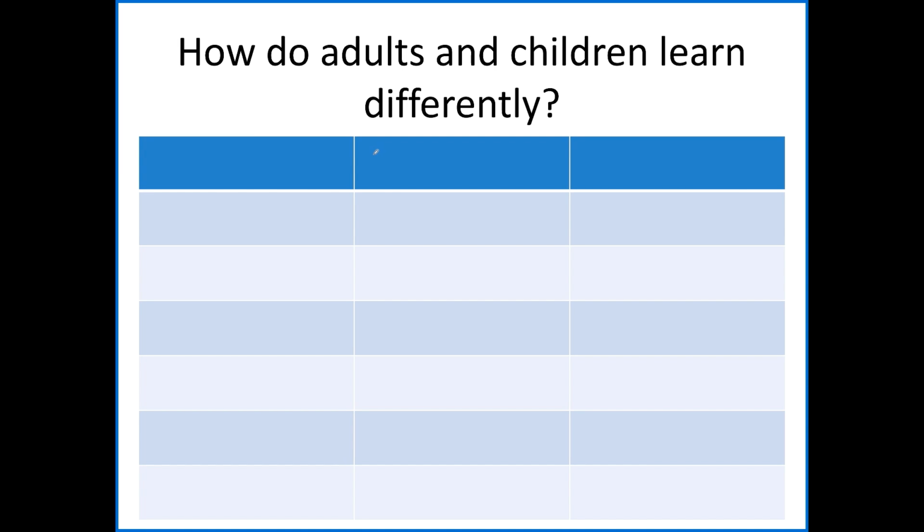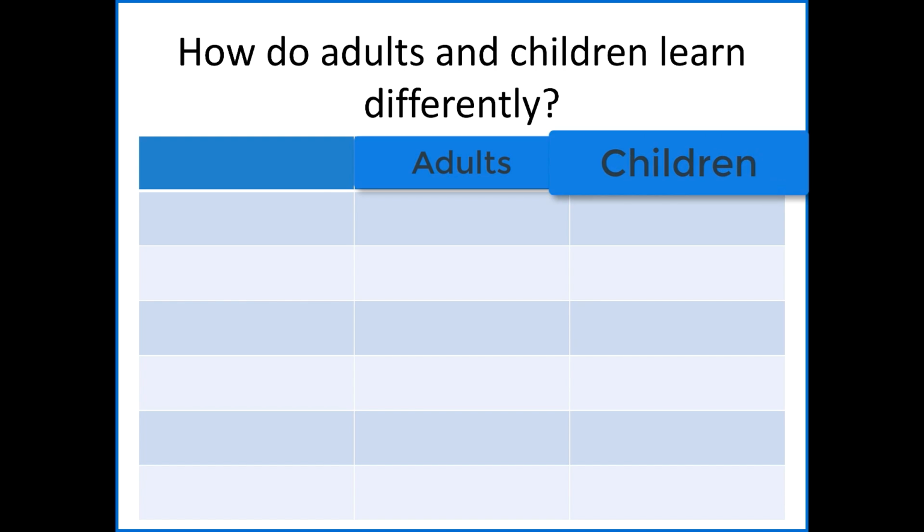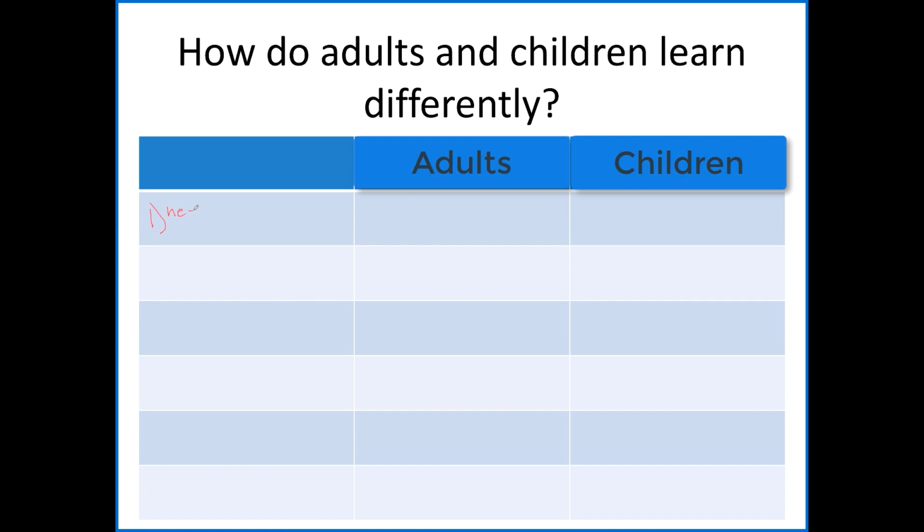So let's think about adults and how they learn and contrast that with children. And we'll go through 6 main principles that are different. So starting first of all, what is different about how adults and children learn? It's the need to know.